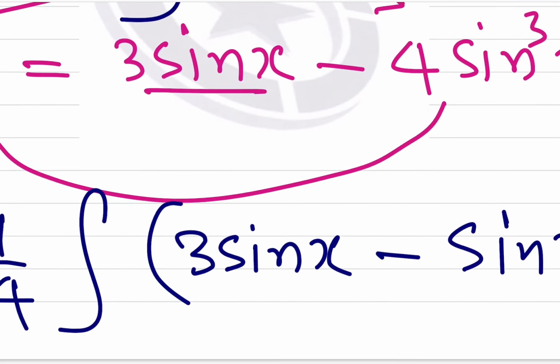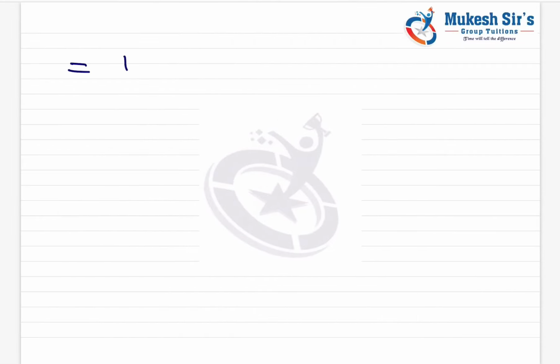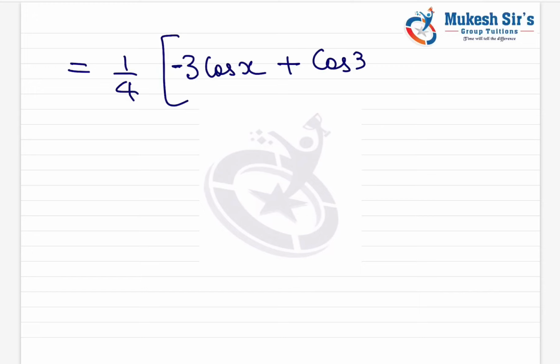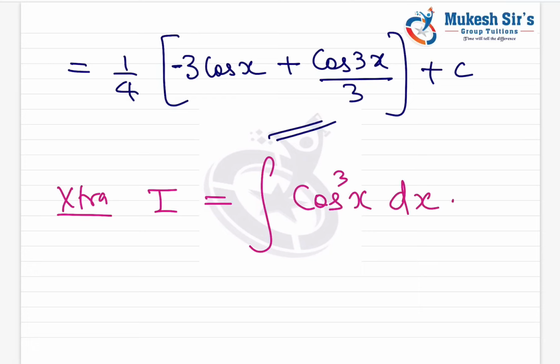You can take 3 common here, and use the sin 3x formula. So the answer will be 1 by 4 bracket 3 into integration of sin x, which is minus cos x, minus integration of sin 3x, which will be minus cos 3x upon 3. So minus minus becomes plus, plus c. Please solve a similar question by the same method: integration of cos cube x dx. Okay.